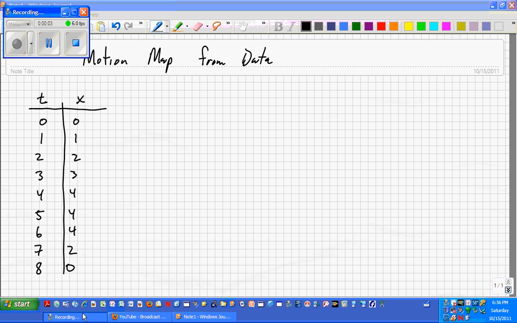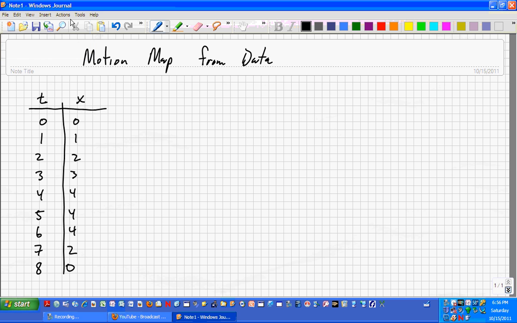Right, what I'd like to do is another motion map, something a little more complicated this time. We're going to create a motion map from data. I've got some data down here already, time and position. Again, the time units aren't important. They're typically seconds, but they're the first time unit, the second time unit, etc.